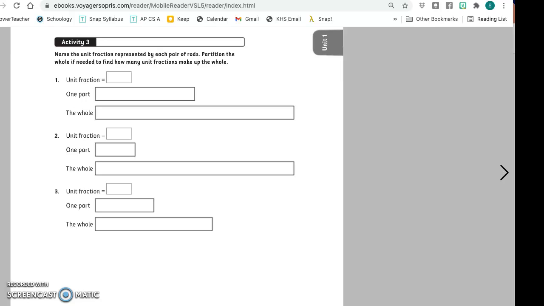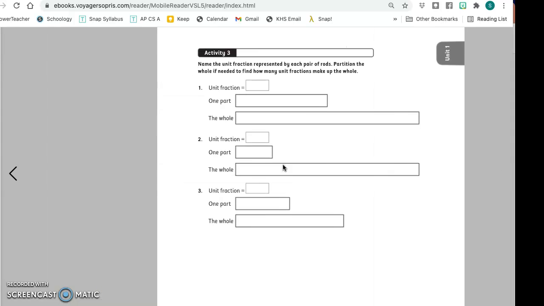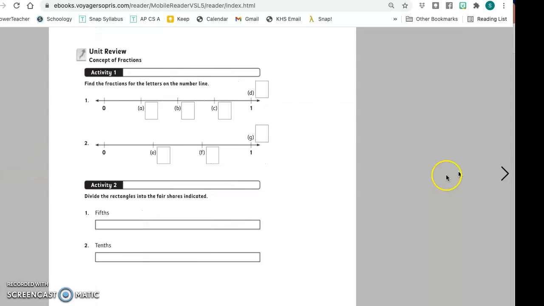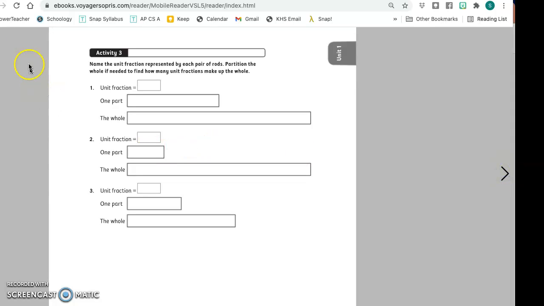Activity 3. Let's make sure that we didn't miss anything. Okay. Oh, we got both those activities. All right, activity 3, good.